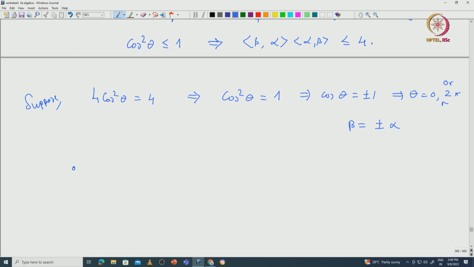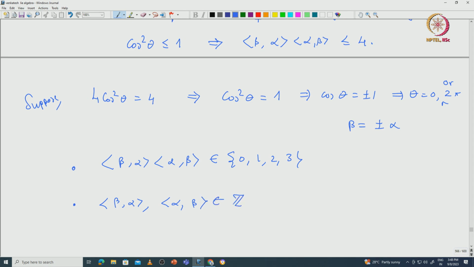So, what we can conclude is that the product of ⟨β, α⟩ and ⟨α, β⟩ is at most 3. So, this can be either 0, 1, 2 or 3, and we can also see that both of these Cartan numbers are integers.